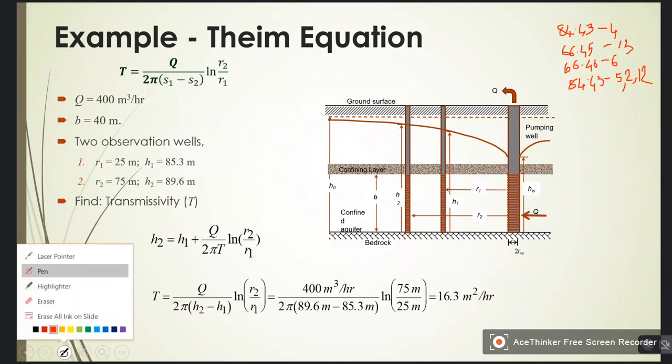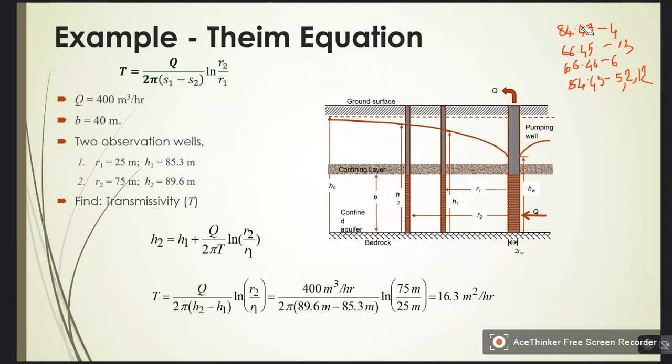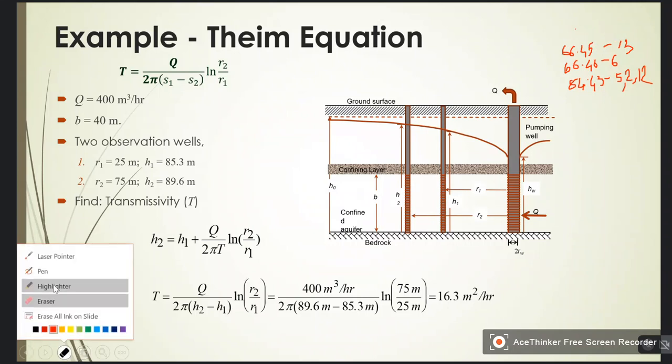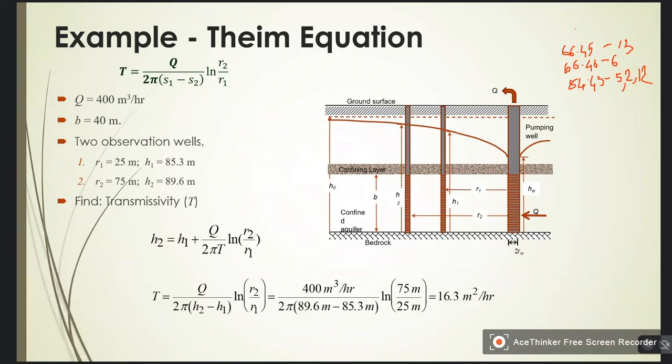So Harika's answer also 66.45. Okay. Yes, sir. So number 4, 6, 13.